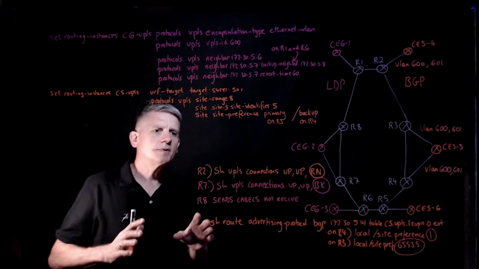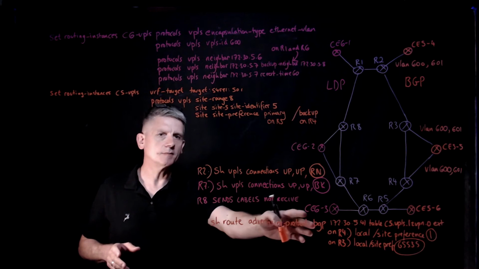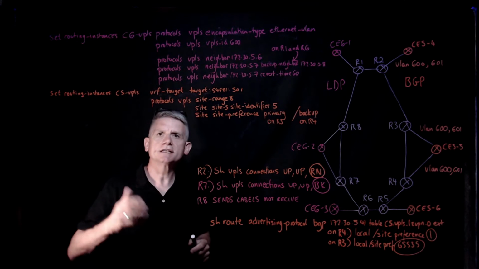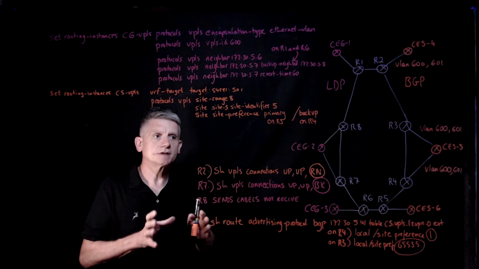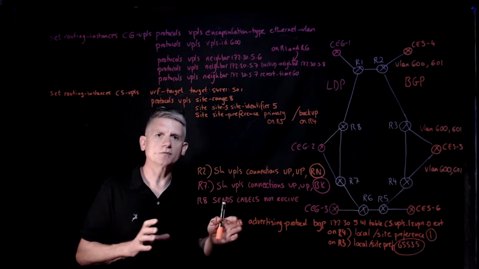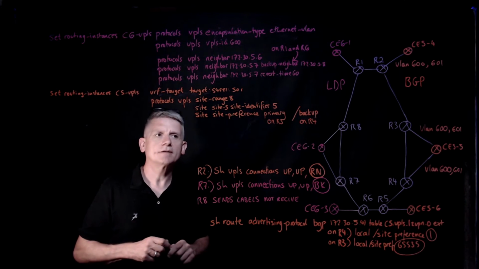So there's a couple of differences. There's differences in the output of the show commands. Then there's differences in the way the commands are configured. And finally, there is quite a large functional difference in the way the multi-homing is actually implemented. So let's run through it.